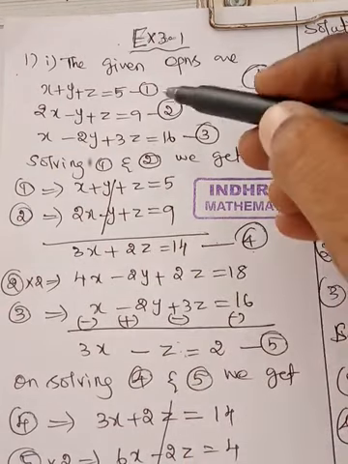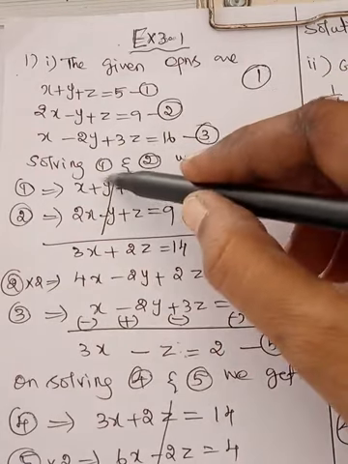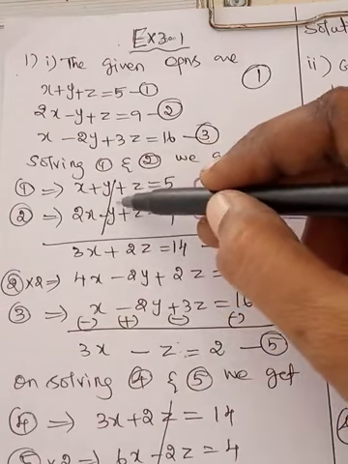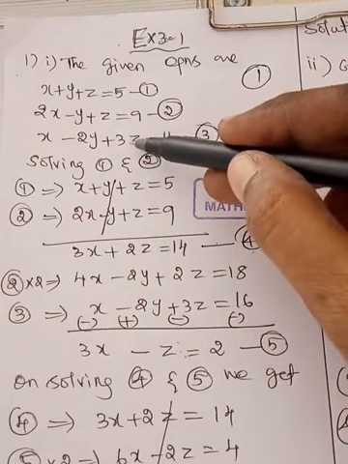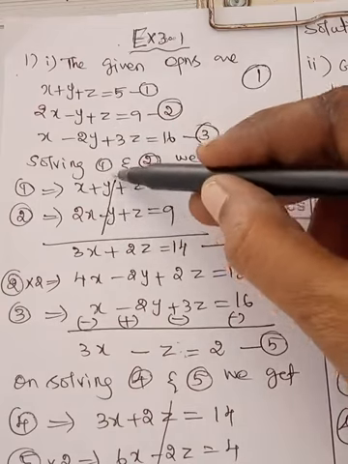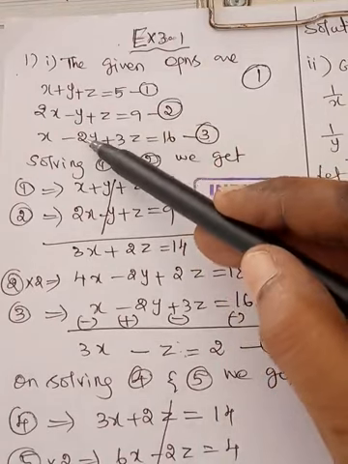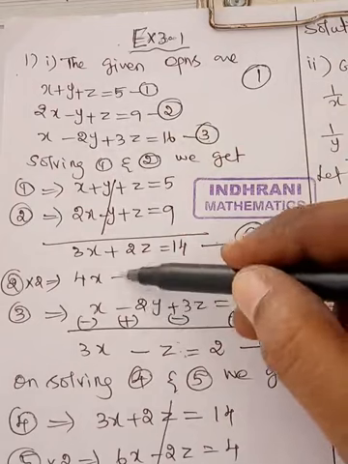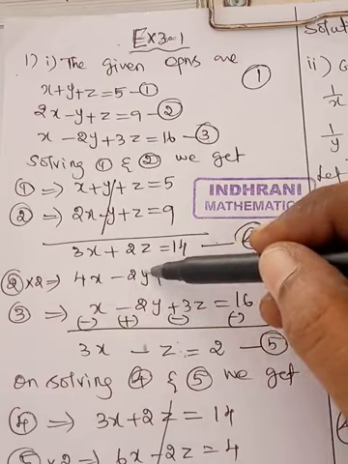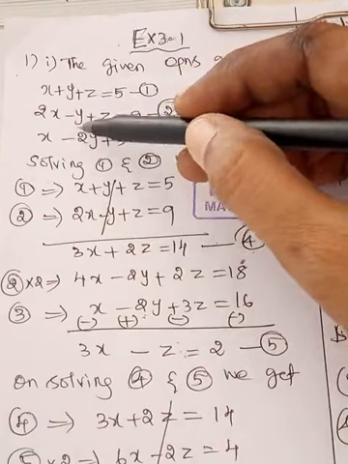Now I am going to take equation number 2 and 3. Solving equation 2 and 3, I want to eliminate y again. If you have a chance of eliminating x or z, you should not choose it. You have to take only y because we already eliminated y. So I want to make the y coefficients equal. Then only, addition or subtraction, whatever it may be, if the coefficients are equal, the y term we can eliminate. So for that, I am checking the coefficients.